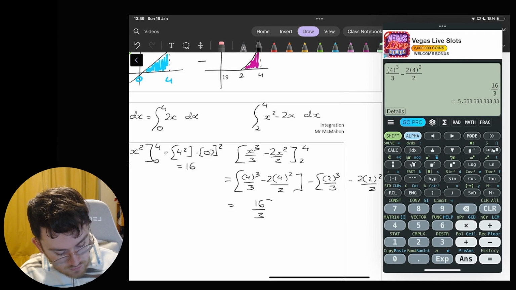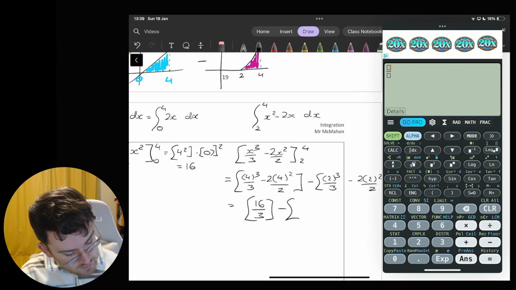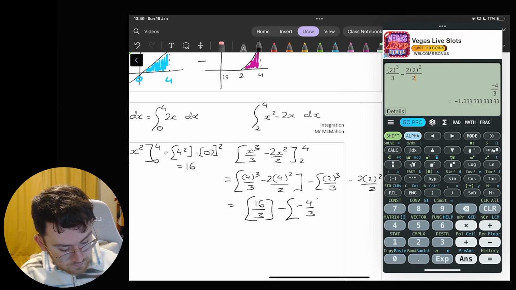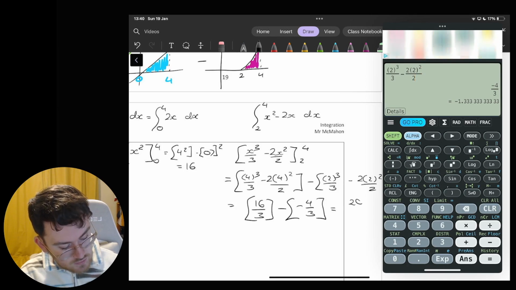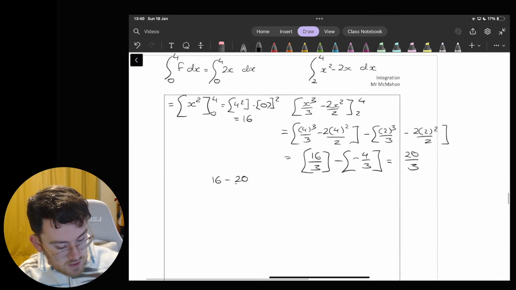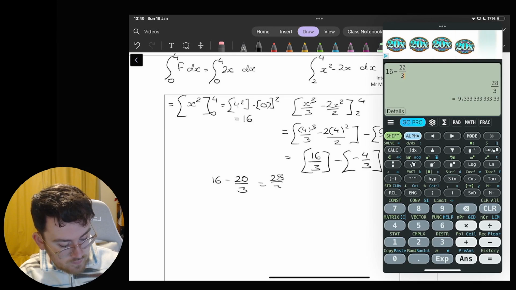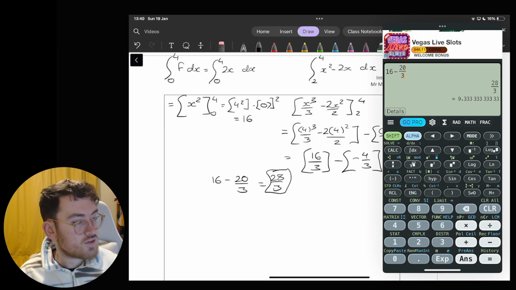So 16 over 3 minus, let's fill in the other side, so 2 cubed over 3 minus 2 squared over 2, minus 4 over 3. So that's going to give me 20 over 3. So the overall area I'm looking for here, 16 minus 20 over 3. Let's fill in that value. Gives me 28 over 3. Okay, so 28 over 3.